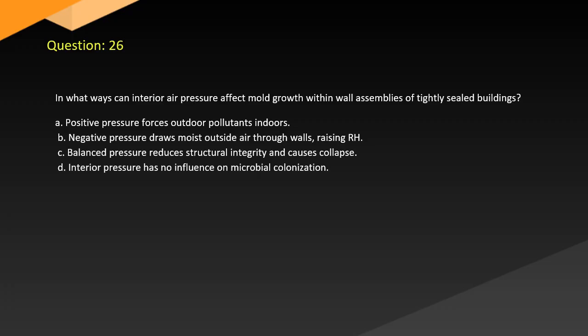Question 26. In what ways can interior air pressure affect mold growth within wall assemblies of tightly sealed buildings? A. Positive pressure forces outdoor pollutants indoors. B. Negative pressure draws moist outside air through walls, raising RH. C. Balanced pressure reduces structural integrity and causes collapse. D. Interior pressure has no influence on microbial colonization.